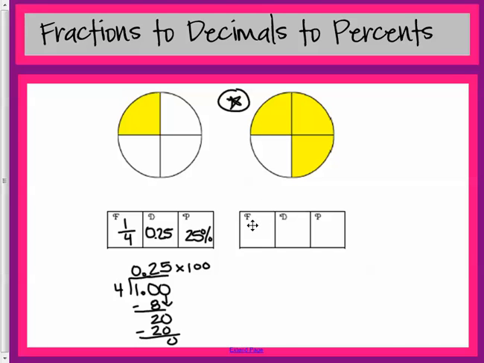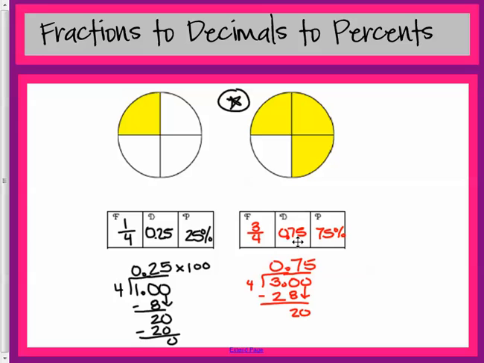Okay, for this one, the fraction is 3/4. So if I divide 3 by 4, I know 4 doesn't go into 3, but 4 goes into 30 7 times, with 2 left over. So bring down another 0. 4 goes into 20 5 times, so 75 hundredths. Make sure you can see your decimal point. Multiply that by 100 and I get 75%.